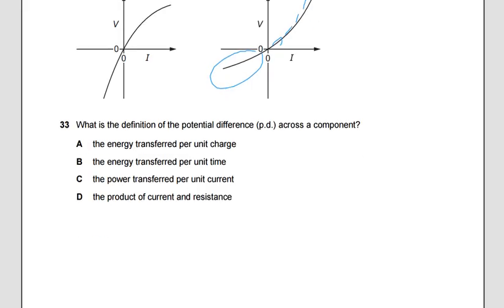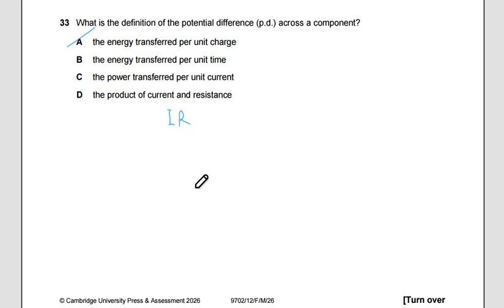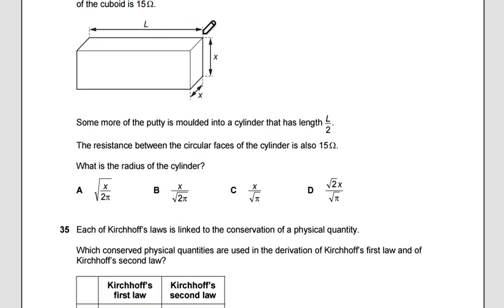Potential difference is energy per charge, not energy per time. This is power, not power per current. Okay, it is not always the case for potential difference, and not the product of IR, because this requires the R to be an ohmic resistor, which is also not always the case. So the universal definition is energy per unit charge.